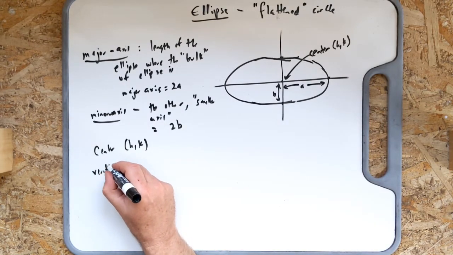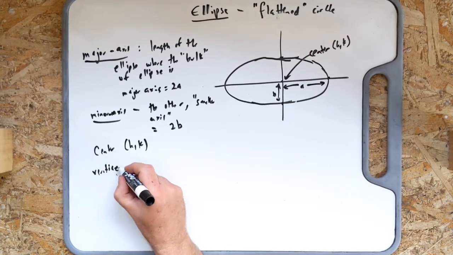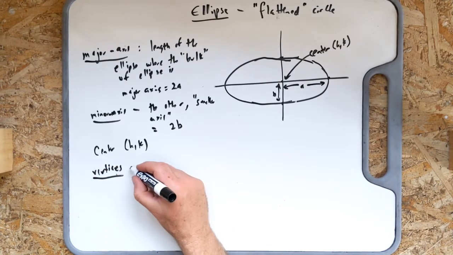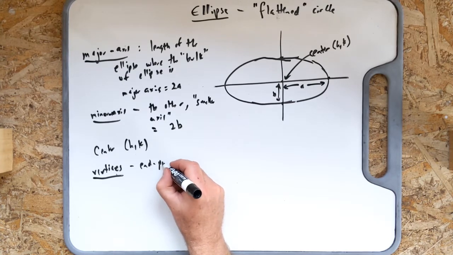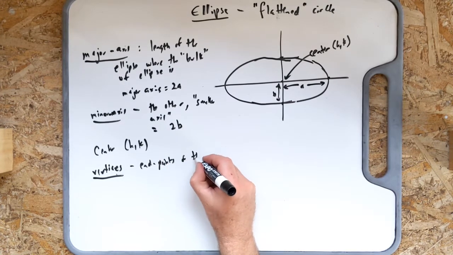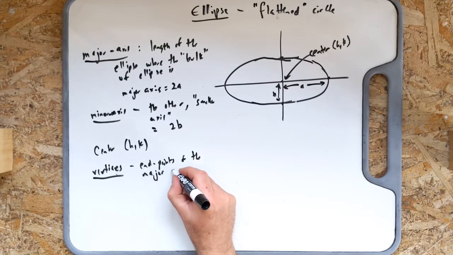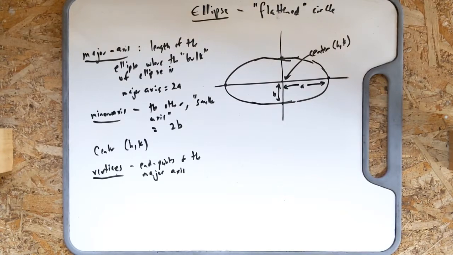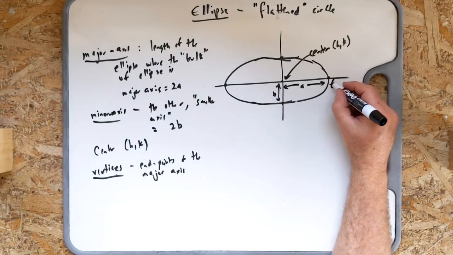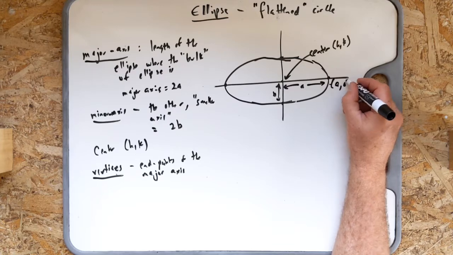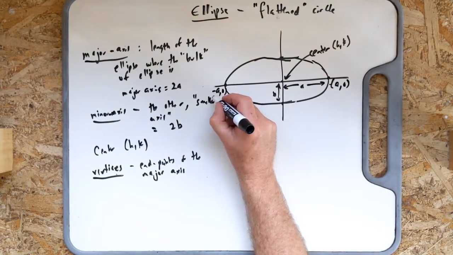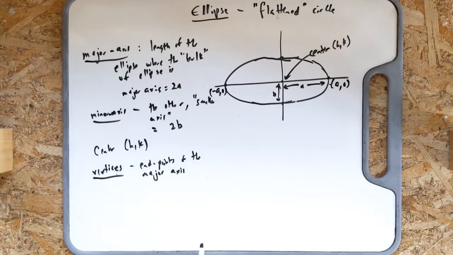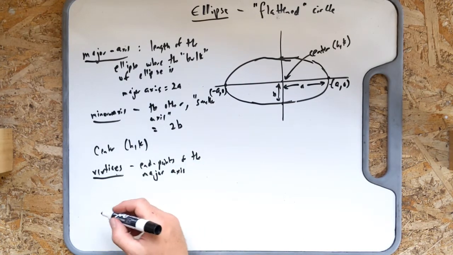Vertices. Remember that the parabola had one vertex. This actually has 2 vertices. The vertices are the endpoints of the major axis. In other words, here and here, and they will be points. In this case, this one is A comma 0 and negative A comma 0. But it'll depend where the center is. It won't always be A, 0. So I can't really write a general one. I'll do it with some examples in a moment.